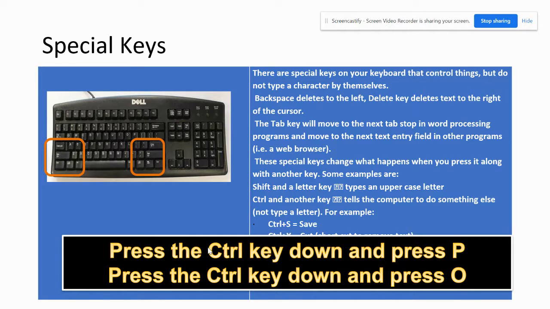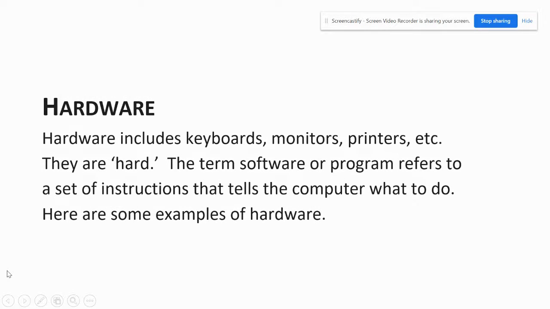Speaking of doing, press the Control key down and the letter P at the same time, and what happens? You should see the printing command come up. If you do the Control key and press the letter O at the same time, that will open up a new document. So let's talk about hardware.